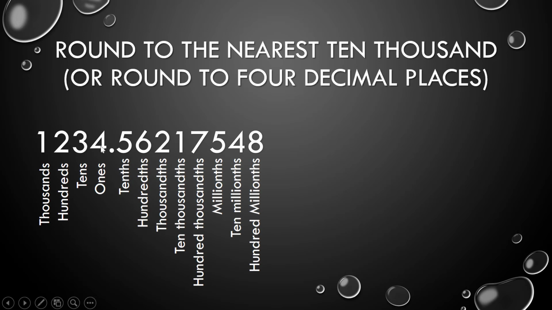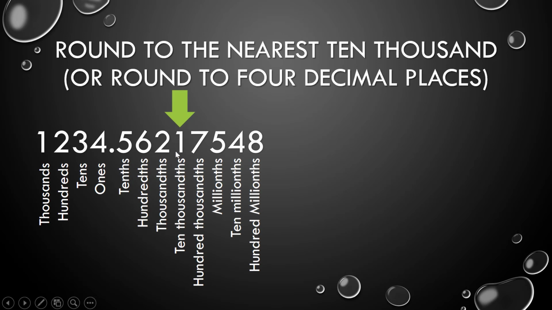Notice to do this, I had to give you more digits to work with. So there are extra place values. Beyond 10,000, we have 100,000s, then millions, 10 millions, and then 100 millions. You don't necessarily need to know all these names. You just need to understand what the question is asking us for. So this might also be described in a problem as rounding to 4 decimal places.